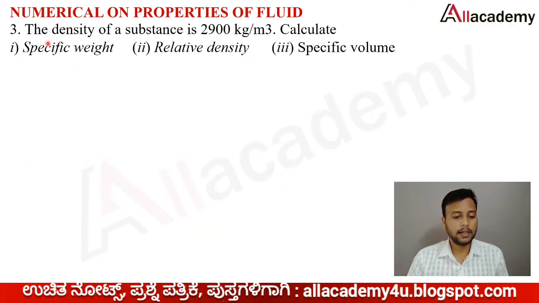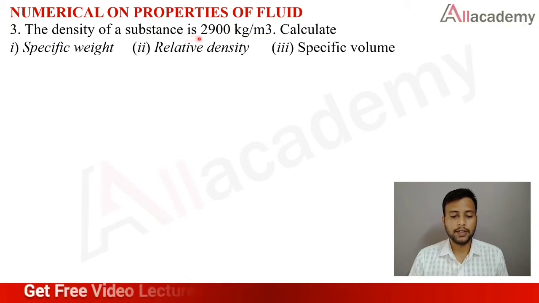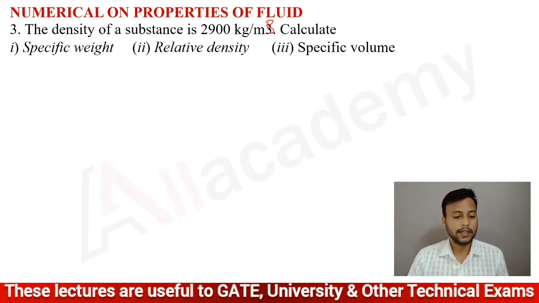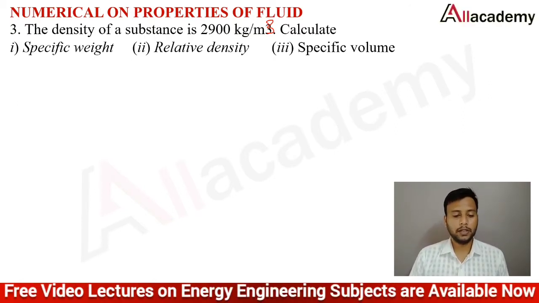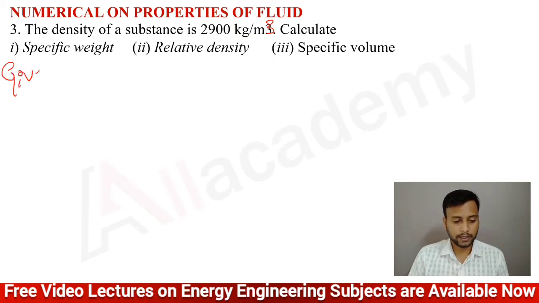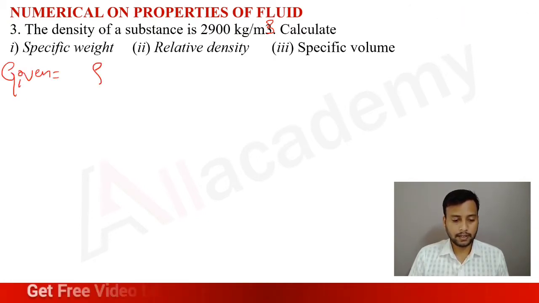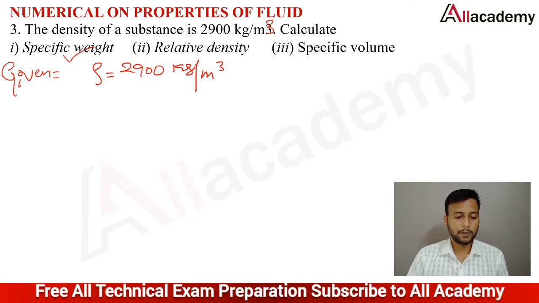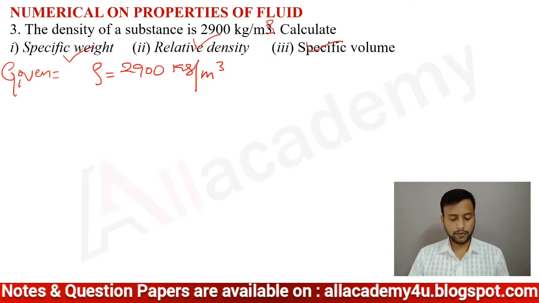The next question is: the density of a substance is 2900 kg per meter cube. Please make a correction, it is meter cube. Calculate specific weight, relative density and specific volume. So let us note down the given data. He has given a density of 2900 kg per meter cube, and we need to calculate the specific weight, relative density and specific volume. So we need to identify 3 things, and it is given for 6 marks.